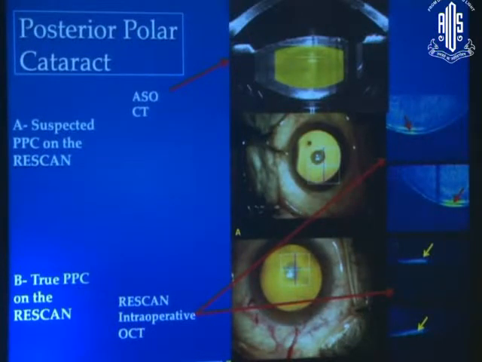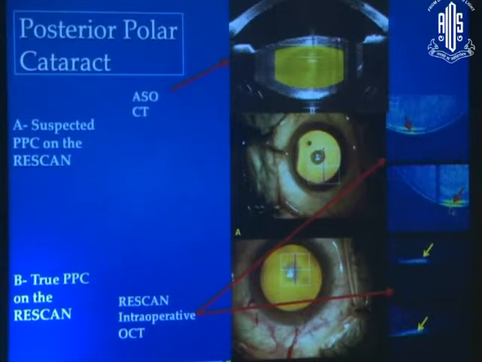Okay, in posterior polar cataract, there's an interesting thing in that we can differentiate whether there is an actual posterior polar or a posterior subcapsular. If you see in the ASOCT here, it appears like it is actually a posterior polar, but when you image it intraoperatively, you see that there's a clear space. So that goes more in favor of a posterior subcapsular. Whereas in this case, this is a clear-cut posterior polar cataract.